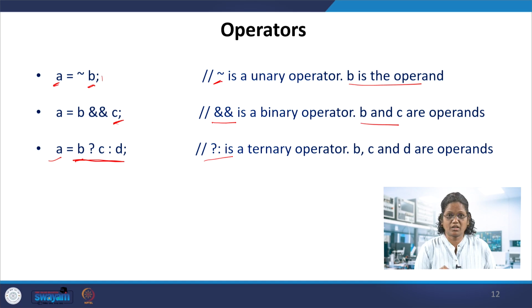So if B is true, assign C to A. If B is false, assign D to A. So this can be written in a single line: B question mark C colon D. That's a ternary operator. B, C, D are the operands here. So we have the unary operator, then the binary operator, and then the ternary operator in Verilog.